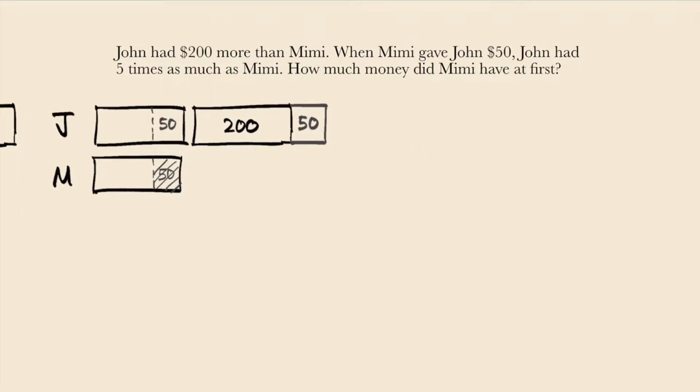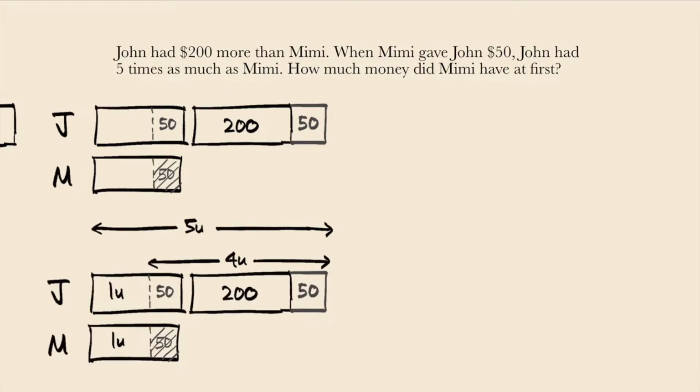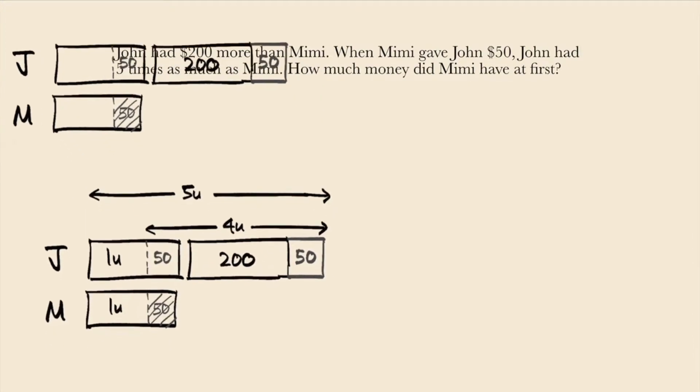Next. Now, this is where units before and after comes in. We are told that John, in the end, had 5 times as much as Mimi. So if we call the amount that Mimi had left 1 unit, so this is 1 unit. If John had 5 units after, that means this known portion here is actually 4 units. So after you have done enough of these questions, you will instantly just write 1U and 4U to reflect 5 units in total. Okay, so with this information, we can form an equation.